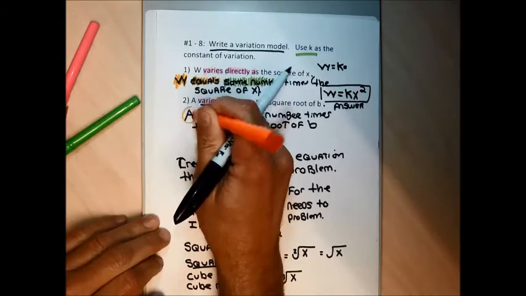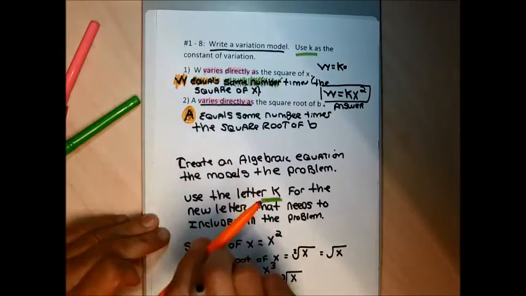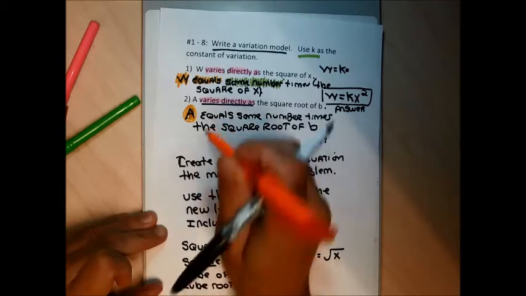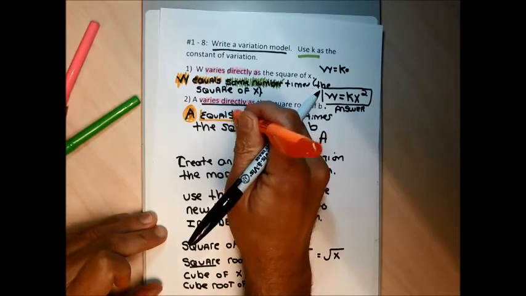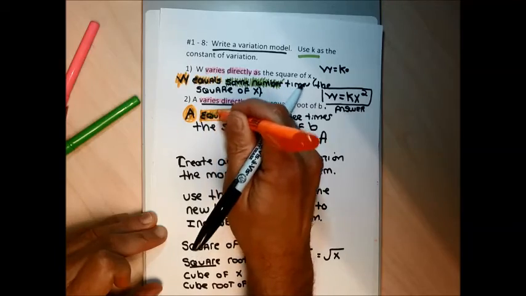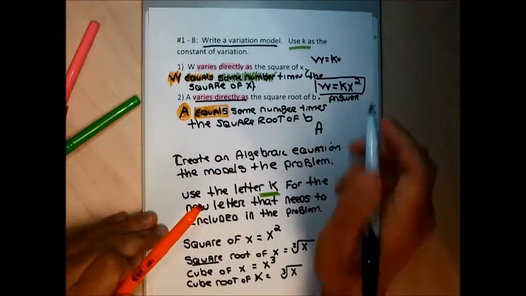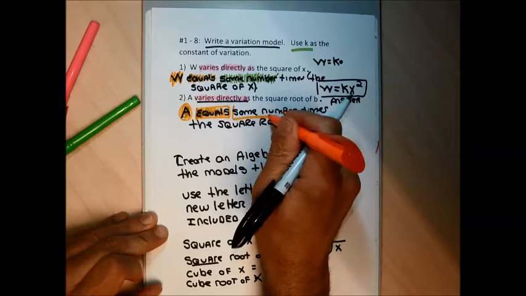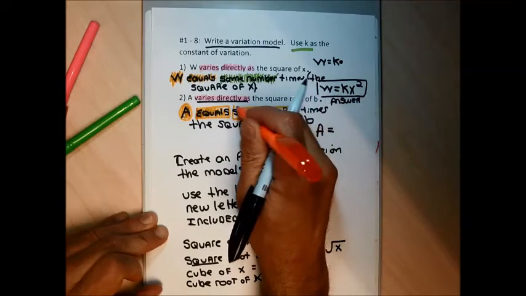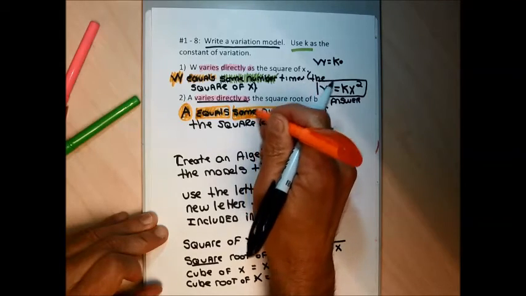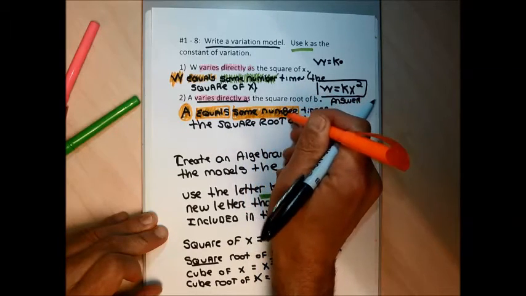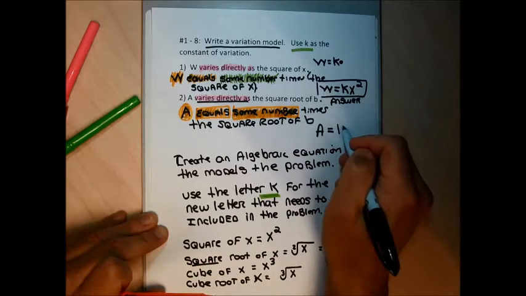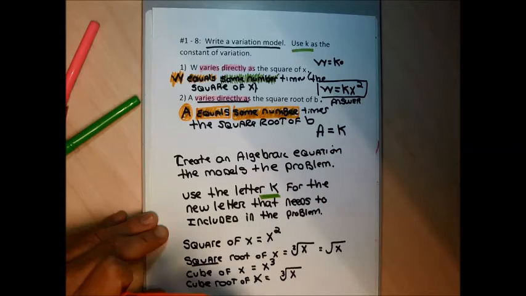The first letter I see is the letter A. I'm going to write that to the left of an equal sign. And then the next word I see is the word equals, and the word equals I'm going to change to an equal sign. The next two words turn into a symbol. The some number is going to turn into the letter K. For each problem in this section, when I rewrite the problem into words that I'm more comfortable with, the some number is going to turn into the letter K.